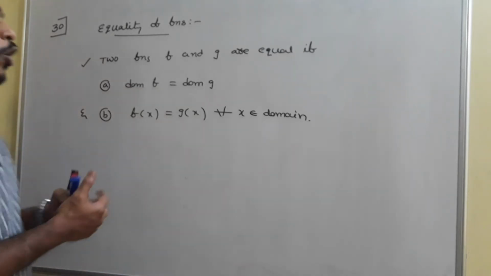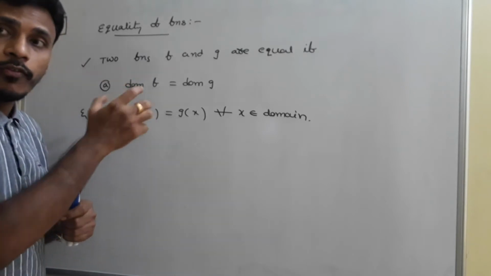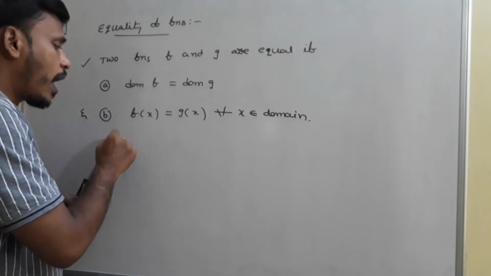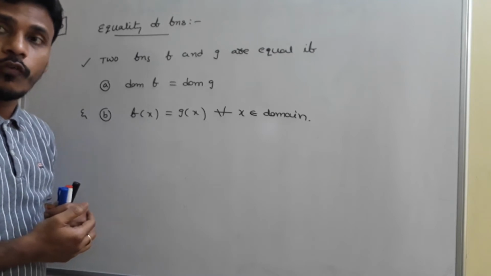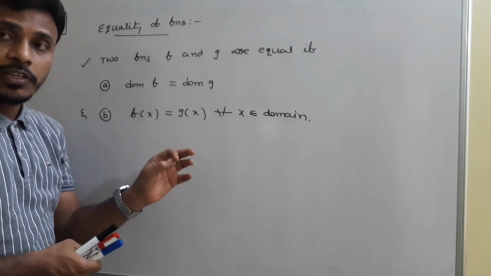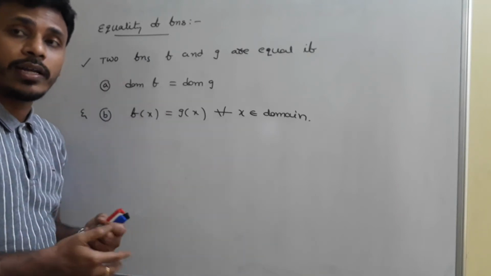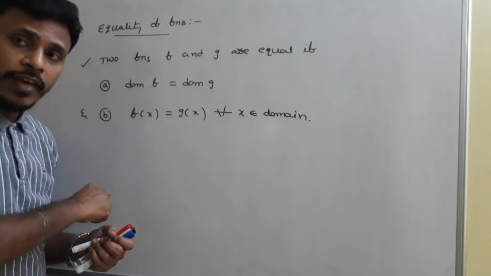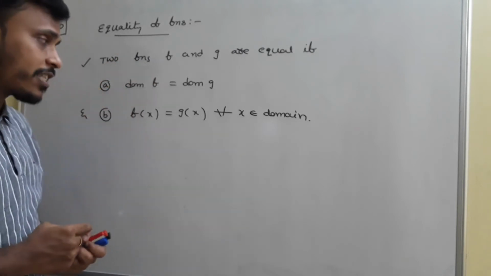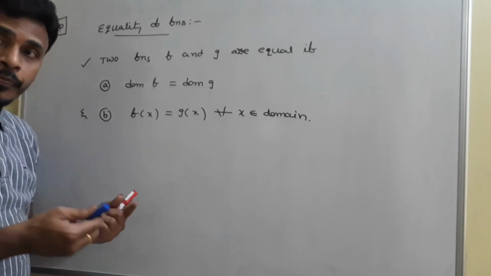So what are we saying? Two functions f and g are equal if the domain of f is equal to the domain of g, and f of x is equal to g of x for all x belonging to the domain. Since the domains are the same, x must be there in the domains of both functions, and the corresponding image of that element x with respect to f as well as with respect to g must be the same. Then in that case we say that those two functions are what?